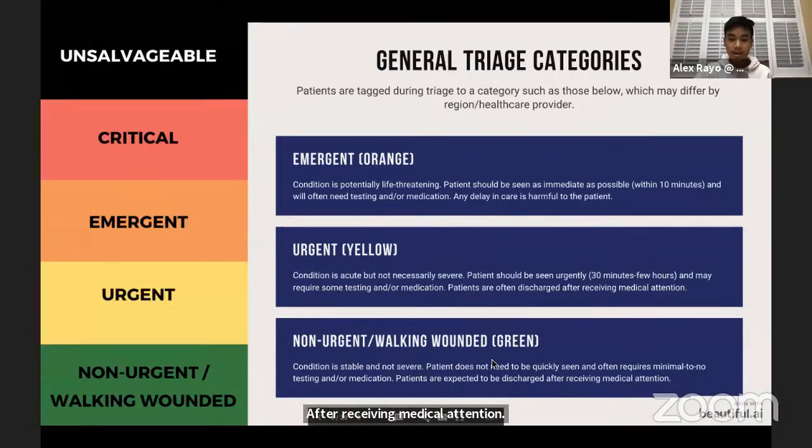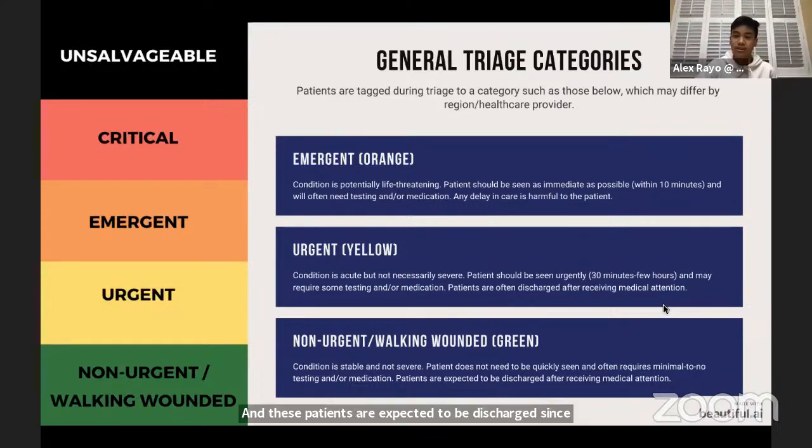And then the least severe category is what's known as non-urgent or walking wounded, and this is often green. And this is where the patient is stable and not severe, and they don't need to be quickly seen and are expected to require minimal to no testing or medication, or at least the interventions that they need aren't super significant. And these patients are expected to be discharged since their conditions aren't that severe.